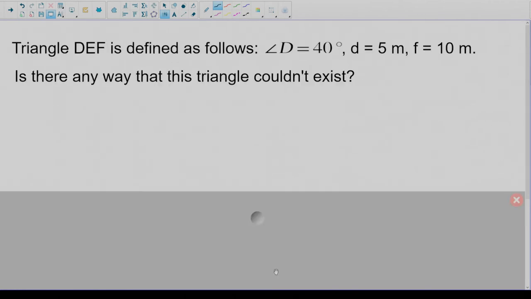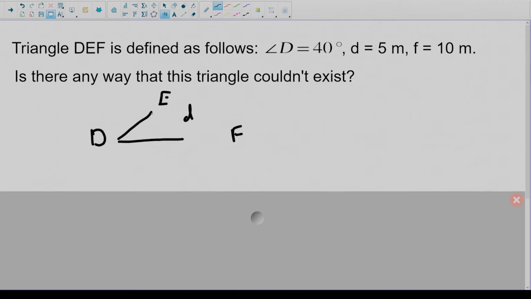Now, what if I had this scenario? So triangle DEF is defined as an angle of 40 degrees again. d is equal to 5 meters and f is equal to 10 meters. Is there any way that this triangle couldn't exist? So I'm going to put myself into the position of a student here that would be wanting to draw this out. Okay. So let's say we say that D goes here, E goes here, and F goes here. Okay, so I'm going to draw my angle of 40 degrees, right? I'm going to say that little d is the side that's opposite big D, so that has to be 5.